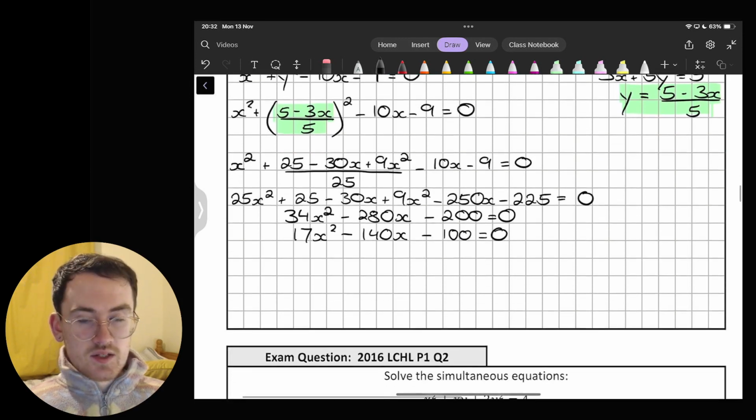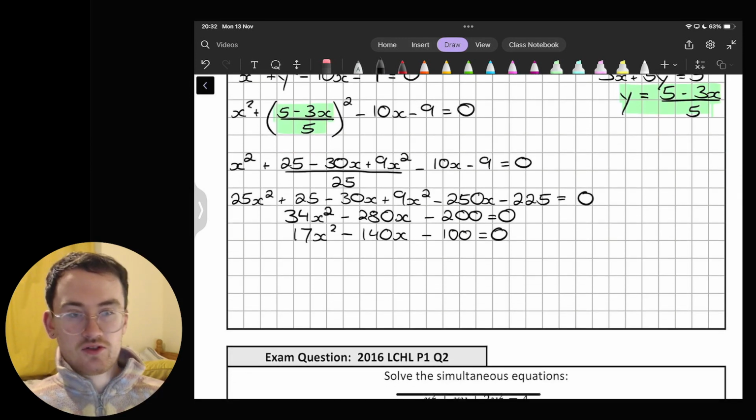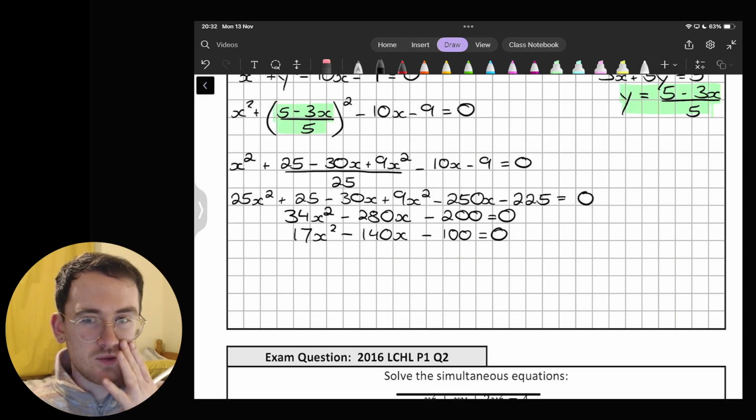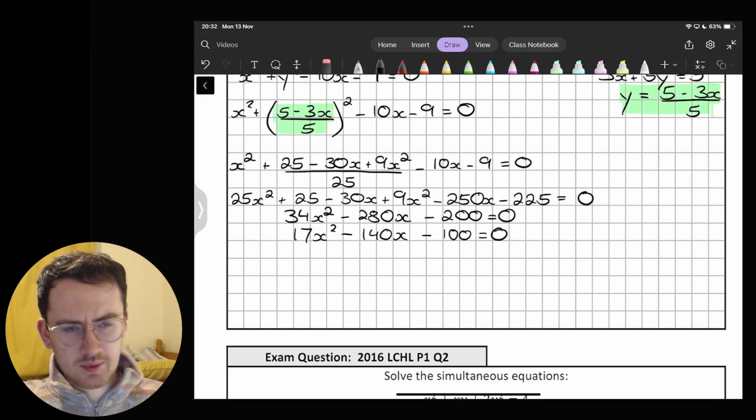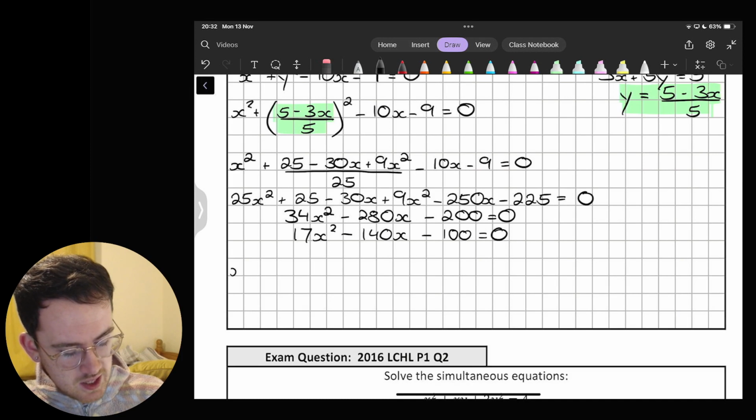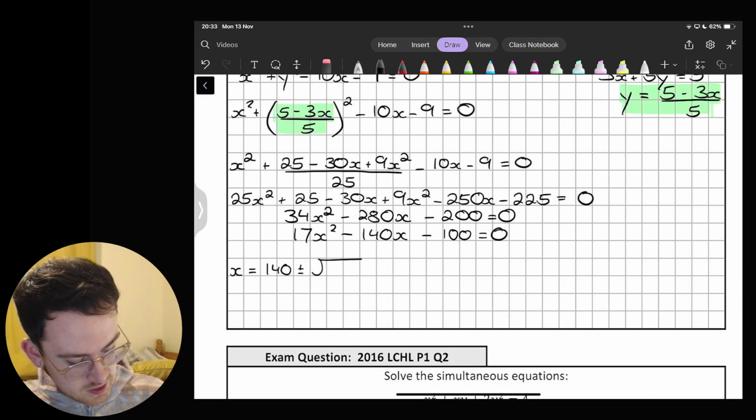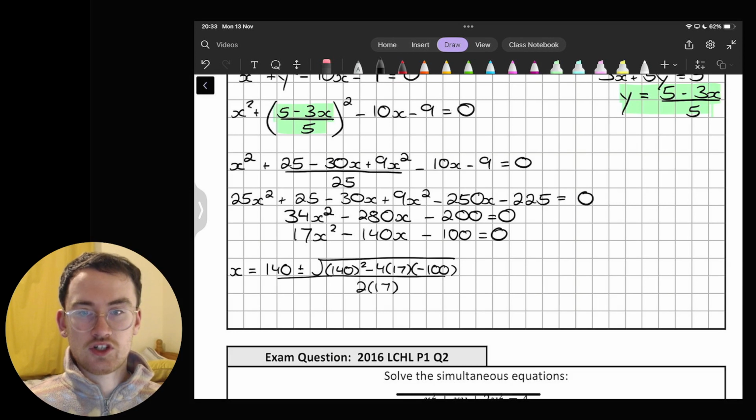Now, looking at this one, I'm going to save ourselves some time. We're going to go straight to minus b, particularly because the numbers are quite big. That's maybe one sign that we might go straight to minus b. So let's just fill everything in. Minus 140, so that's going to give me plus 140 here, plus or minus the square root of 140 squared minus 4 times 17 times minus 100, all over 2 times 17.